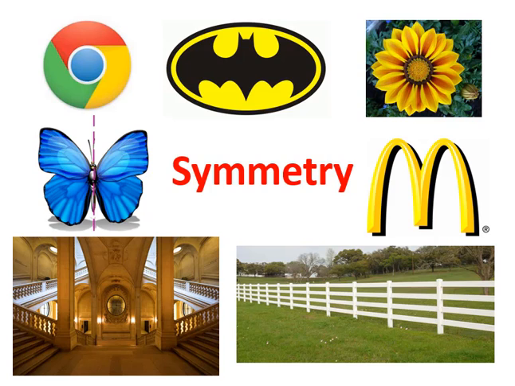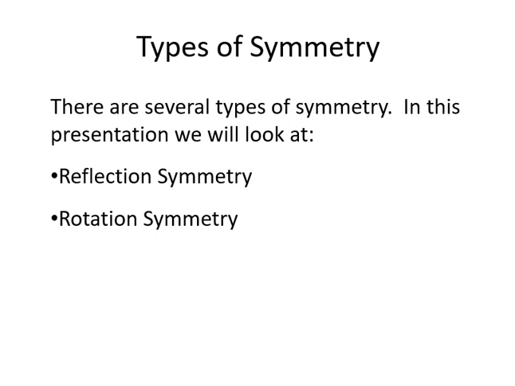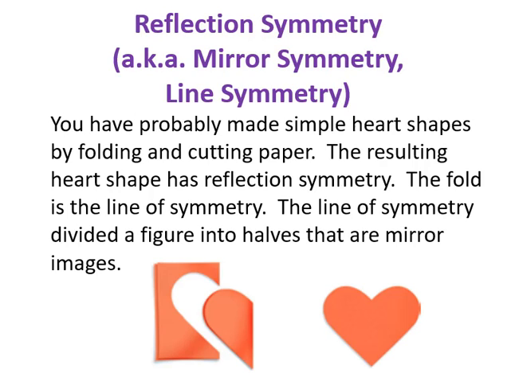Hi everyone, let's talk about symmetry. There's lots of different types of symmetry, but the two types that we're going to look at are reflection symmetry and rotation symmetry. Reflection symmetry is probably the type of symmetry that you think of when somebody says symmetry.